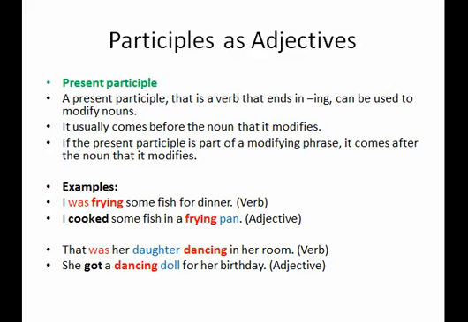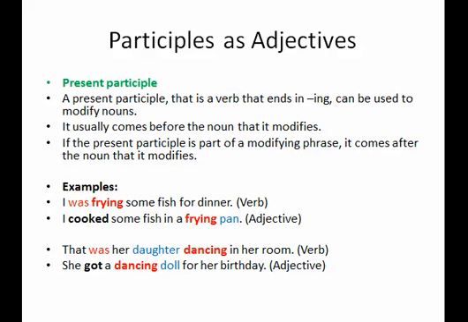Whereas, what did I use to do this action? A frying pan. What kind of a pan? The one which is used for frying. Not a saucepan, not a non-stick pan, but a frying pan, the kind that you use for frying. Okay, so frying over here is describing the quality of the noun pan. That is, it's coming before the noun and it is modifying the noun.